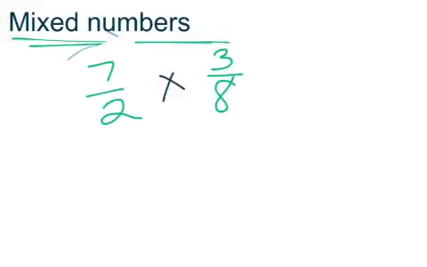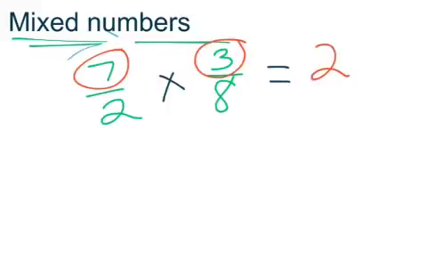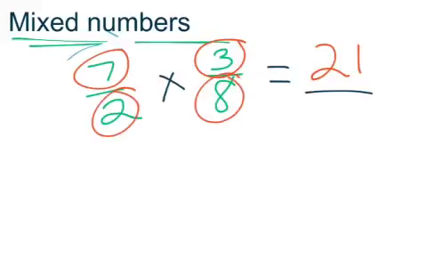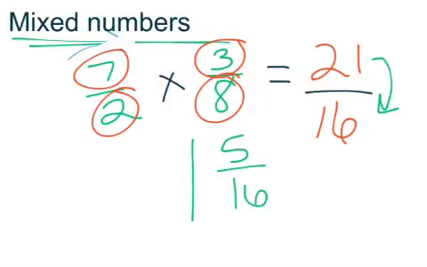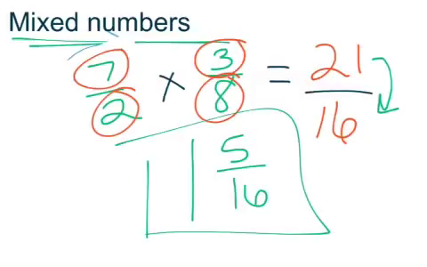I replaced my mixed number with my improper fraction, and now we can just multiply across, looking at our numerators first to give us 21, and then looking at our denominators to give us 16. With our answer being an improper fraction, we're going to change it back into a mixed number. To do that, ask yourself, 16 goes into 21 how many times? Once. And how many are left over? 5. So 1 and 5/16 would be our final answer.